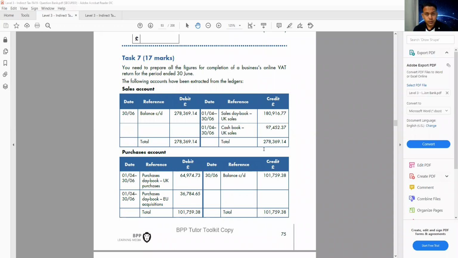All right, welcome back. Let's start with our task number 7. So let's read this question. On task 7 for 17 marks, you can see it's a lot of marks here. So we need to make sure, like this type of question, especially the VAT return, the boxes question, you have to make sure you know everything.